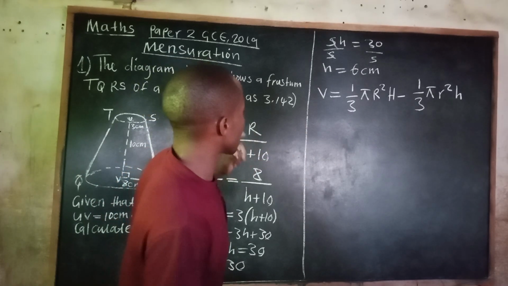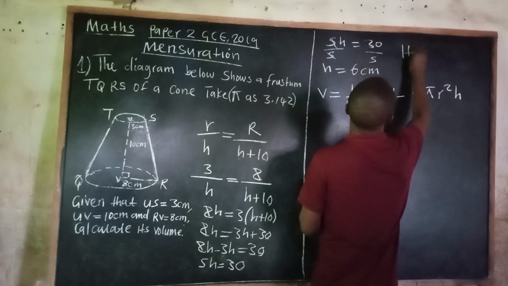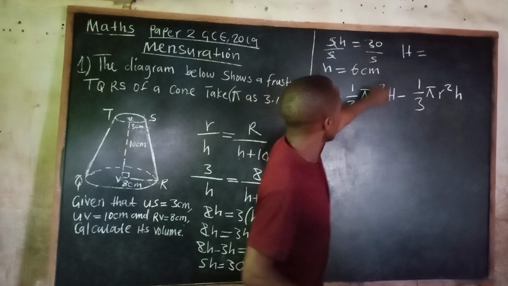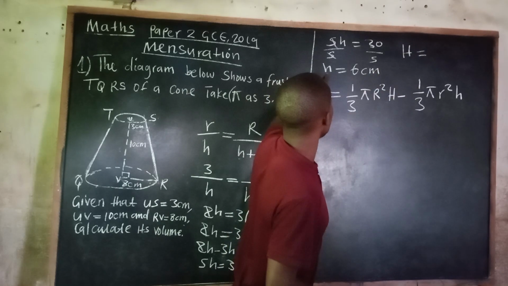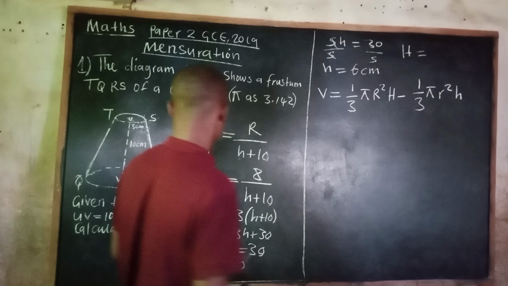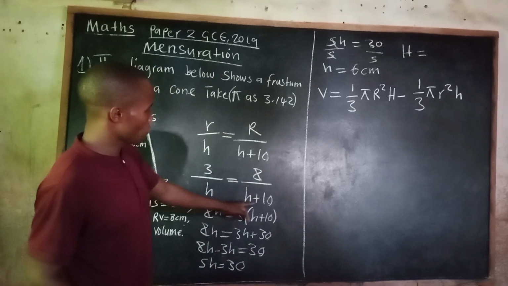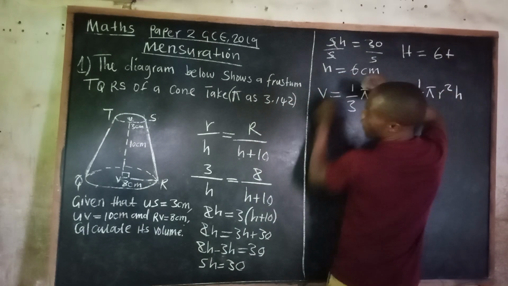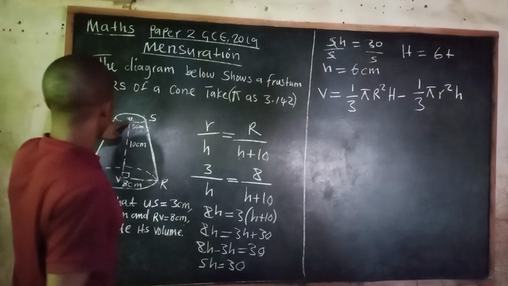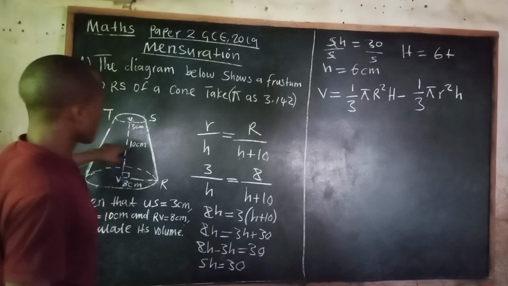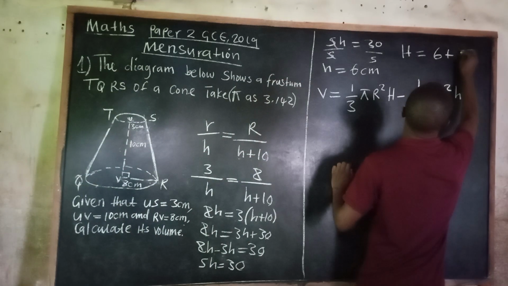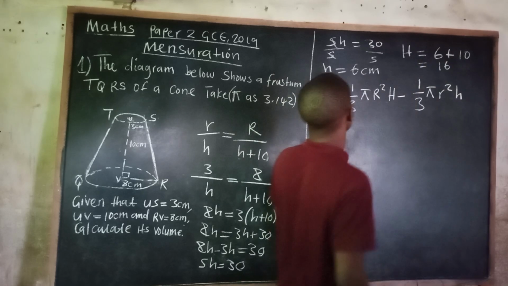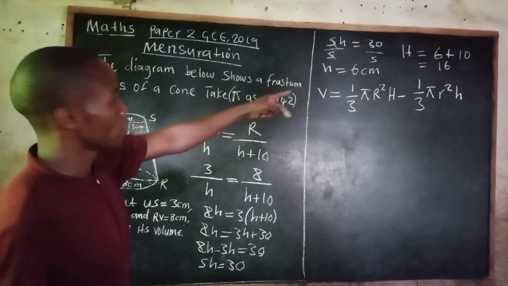Now, before that, let us find the big H, the whole height. Because if you can see here, we need to find this, and it is very easy because we have h here. Remember, the small h is 6, plus this one, the one we are given from U to V, which is 10 centimeters. So 6 plus 10, and the answer is 16. So the whole height of this cone is 16 centimeters.